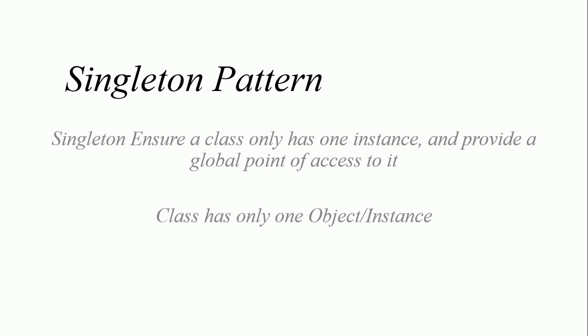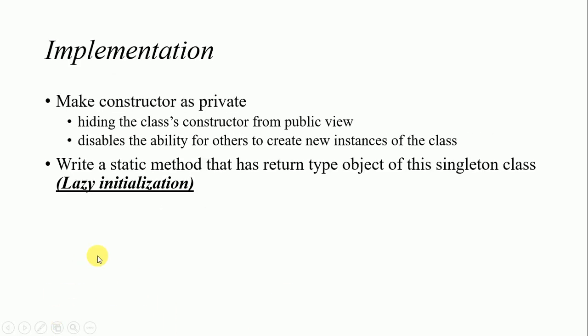So how do we implement that pattern? The simple idea is to make the constructor of that class private. It means hiding the class constructor from public view. Nobody else from other classes can access that constructor, and it disables the ability for others to create new instances of the class. Nobody from outside the class can create an instance of that class.